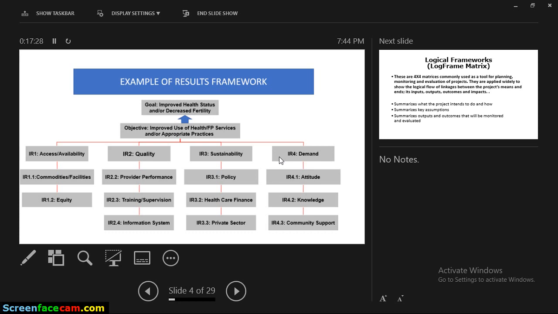IR4, IR42, then IR. This means intermediate result. So when you reach this point, you see what is written: IR4, full colon, then demand, right? Then it means when you have a bullet like this, this is the rest of result as compared to this one. Then when you move on, when you put the 4.2, it means knowledge is the rest of result as compared to attitude. Then when you have this one, it means this intermediate result is a lesser result as compared to this one. That's how this number is cut.